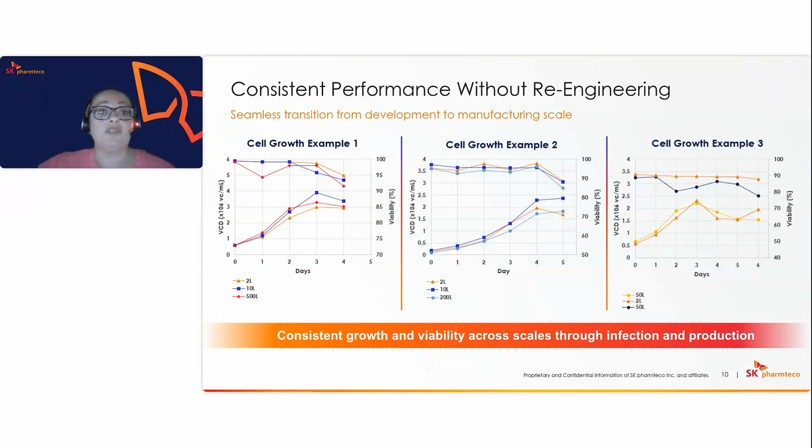Here are some examples of a successful scale-up. The slide highlights one of the key goals in our adenoviral vector manufacturing, which is achieving consistent cell growth and viability as we scale from development all the way to pilot scale without needing to re-engineer the process.